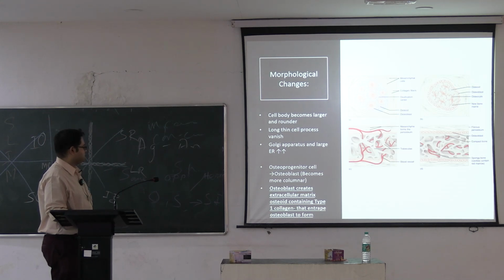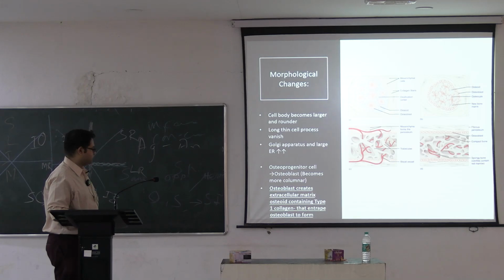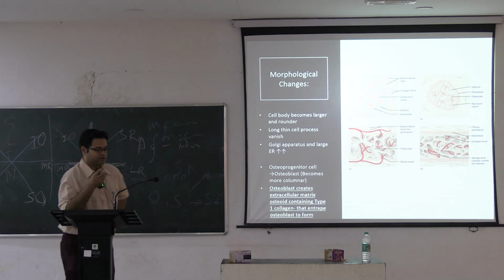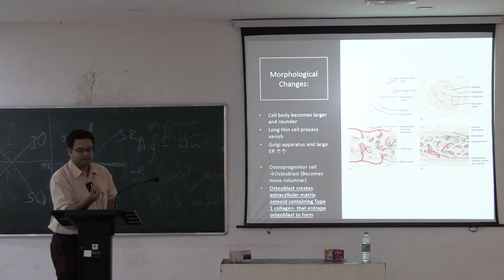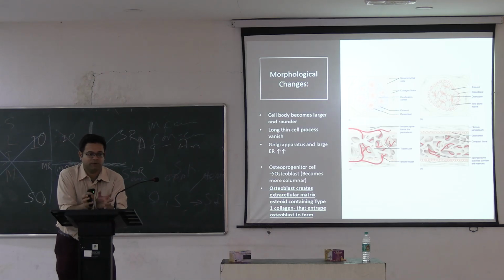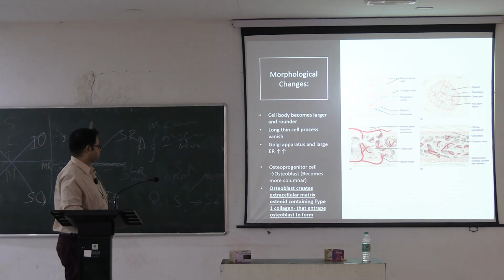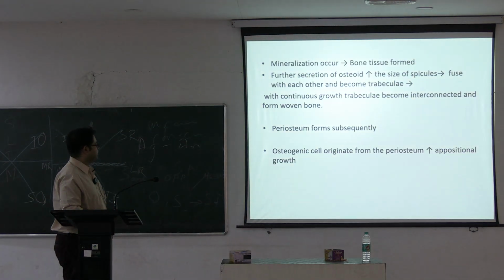The osteoblast creates the extracellular matrix osteoid, which contains type 1 collagen, which entraps the osteoblast. So, what is happening here? Basically, the osteoblast creates the ECM around it, and when it is completely surrounded by its own extracellular matrix, it stops replicating. Now, when it stops replicating, that's when mineralization occurs and the bone tissue is formed.